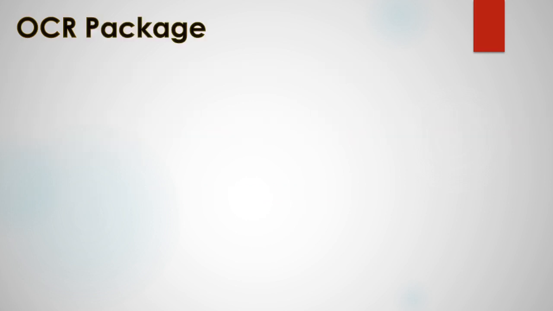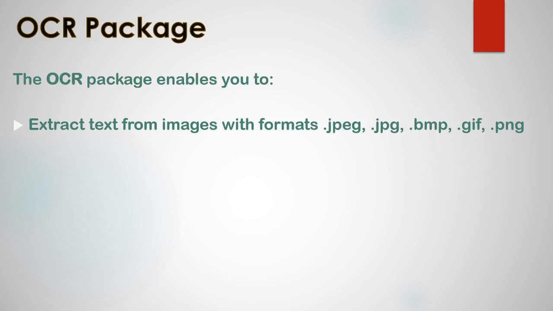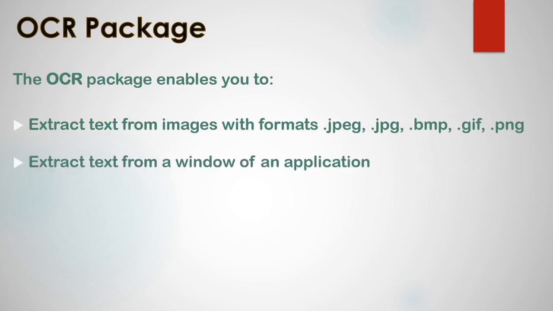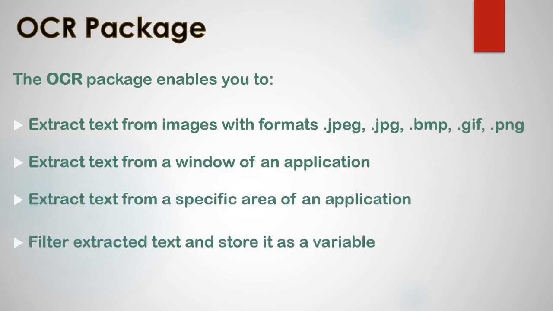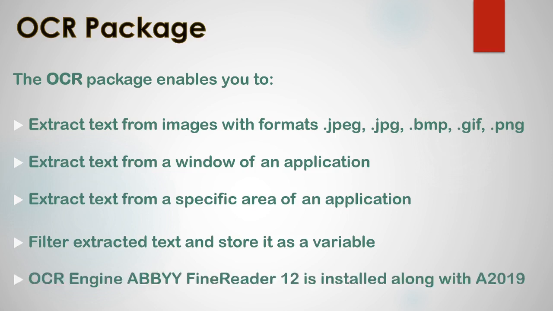Now let's see what the OCR package of Automation Anywhere A2019 provides. The OCR package enables you to extract text from images with formats such as JPEG, JPG, BMP, GIF and PNG. We can also extract text from the window of any application, or from a specific area of the application. Also, it lets us filter extracted text and store it as a variable. And the OCR engine ABBYY FineReader 12 is already installed along with A2019, so we don't need to set up a separate OCR engine in A2019.